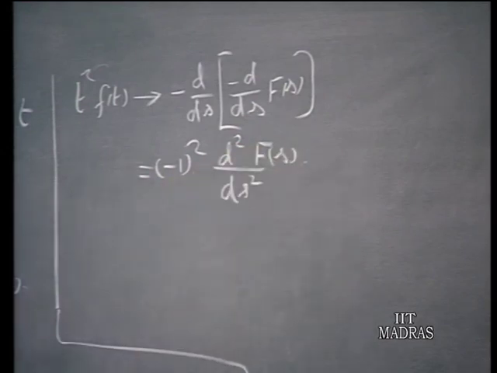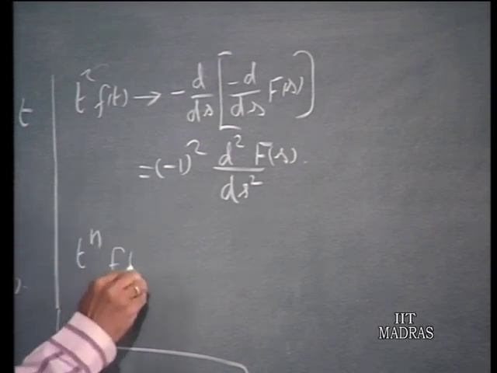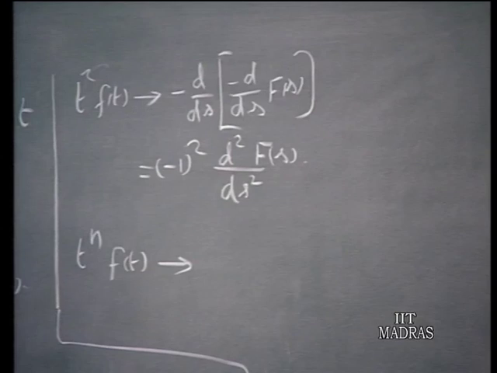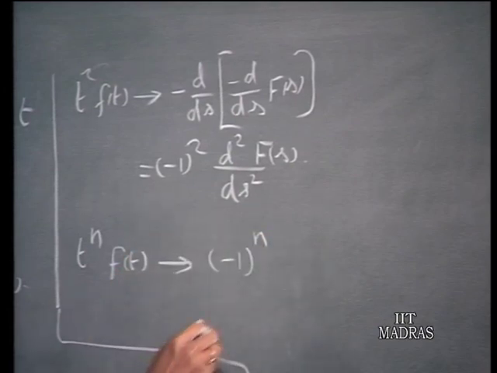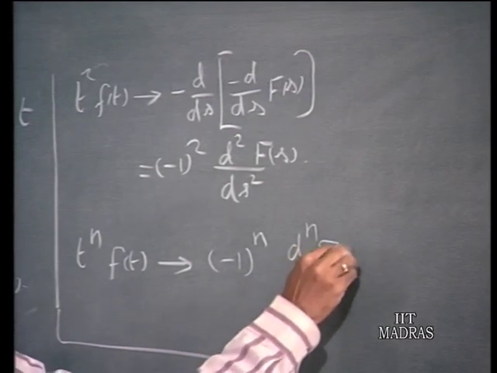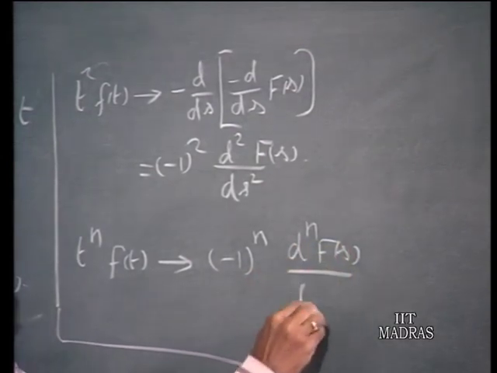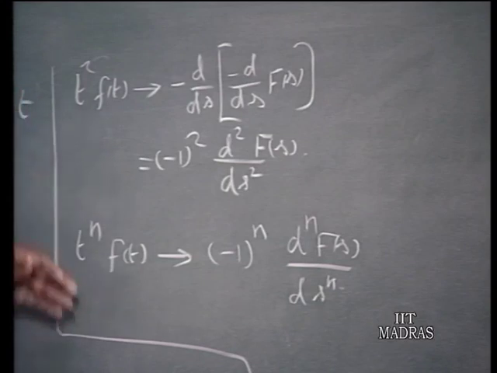So, you have t to the n f(t). It turns out to be, if you take t to the n, you have minus 1 raised to the power of n, the nth derivative of F(s). All the time we are assuming that these are causal functions. What if I write t to the n f(t)? We assume that t to the n f(t) will be 0 for negative values. So this is understood.